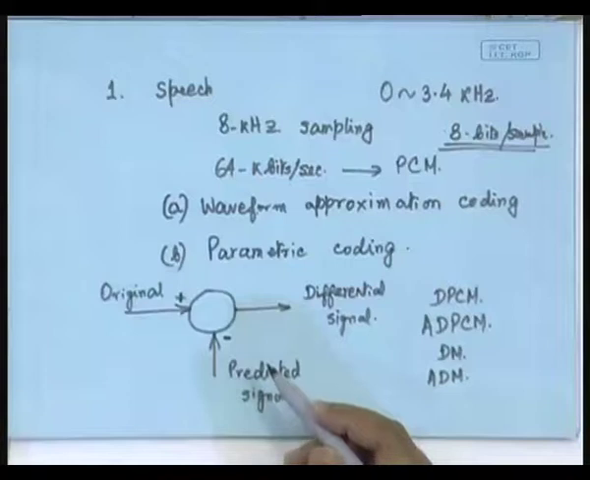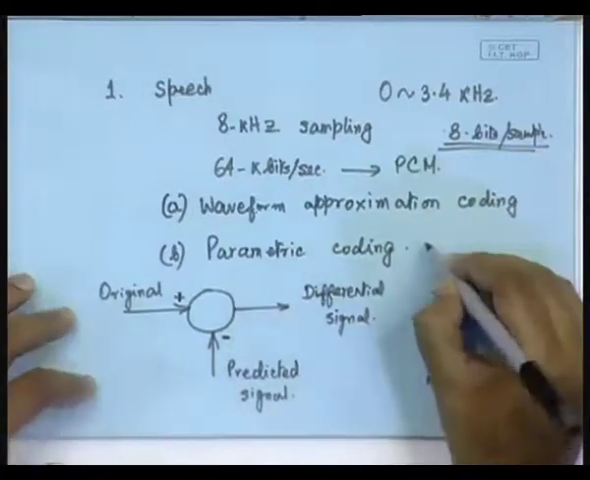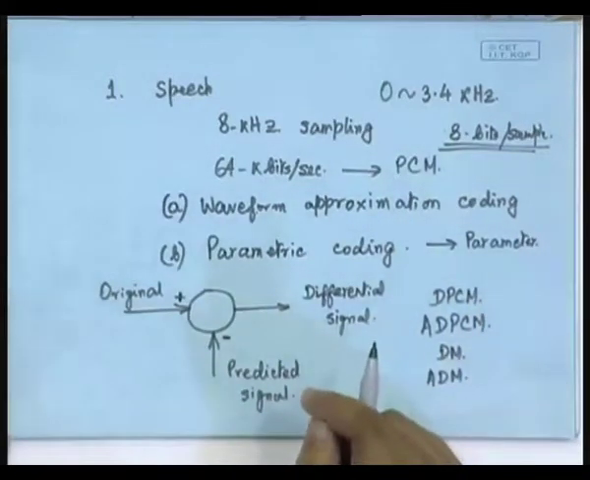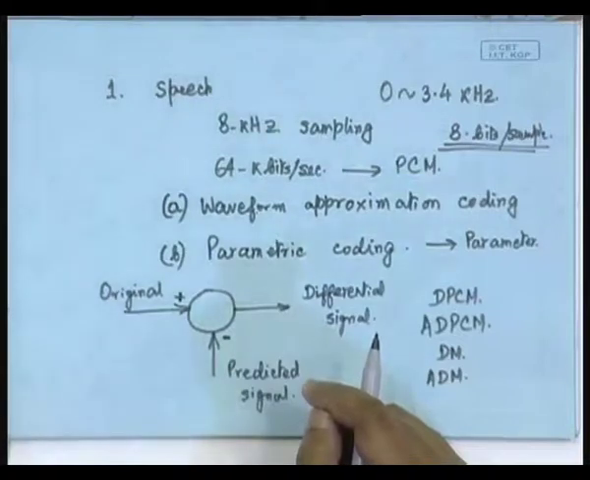But whereas the next group of techniques which we are going to learn, that is parametric coding, as the name implies, the word parametric has come from parameters. So, what we do is that the speech signal is represented in terms of certain parameters. If it is possible to extract a set of parameters from the speech which can characterize the speech information completely, or at least reasonably, then instead of sending the waveform approximated signal or its differential form, you only send the parameters.